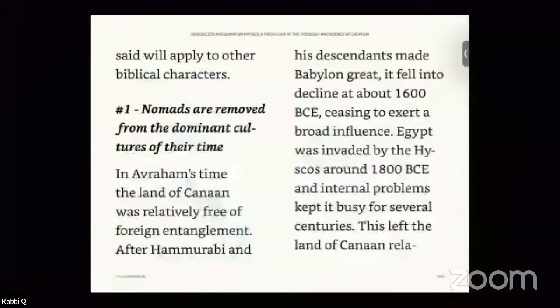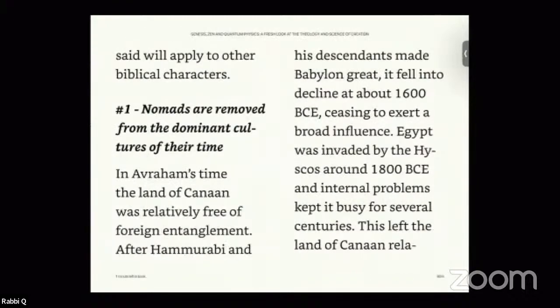Okay, here we go. So the first one that you need to understand is that nomads are removed from the dominant culture of their time. In short, that means they are not political. It means that they are not connected with the political system that is present as the dominant system in their culture. Now, please understand that whatever the dominant culture is of America is actually the true political system, no matter what side of the aisle you're on.